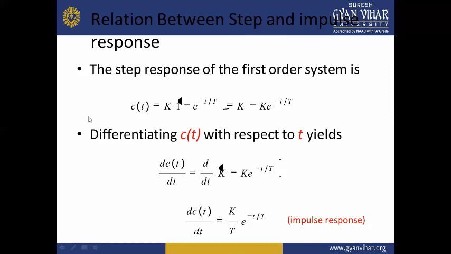Now, if we differentiate this first order step response, we get dc(t) by dt, which is equal to K upon T e to the power minus t by T, which is just your impulse response. That is, we can say the differentiation of the step response yields or results in the impulse response of the system. That means if we have knowledge about the step response, we can easily calculate the impulse response of the system.